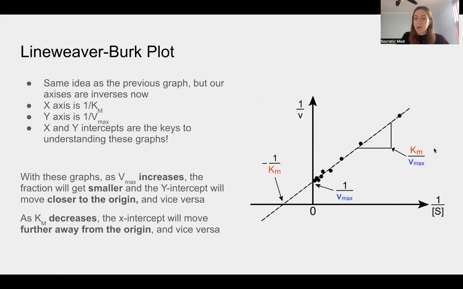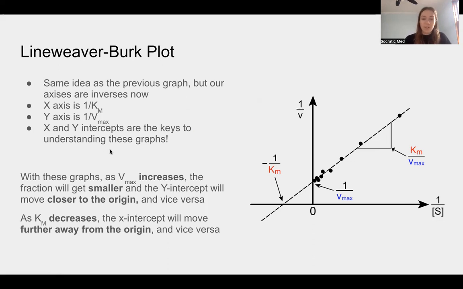So our Lineweaver-Burk plots, this is what was in our questions. It's the same thing as our previous graph, but we're graphing the inverse of reaction rate and substrate concentration. Your x-intercept is going to be 1 over your Km, and your y-intercept is 1 over Vmax. Those are the points that you're going to pay really close attention to. And then the slope of your graph is Km over Vmax.